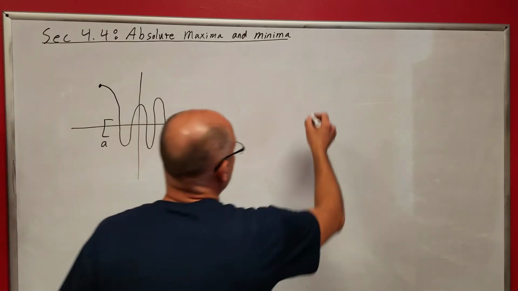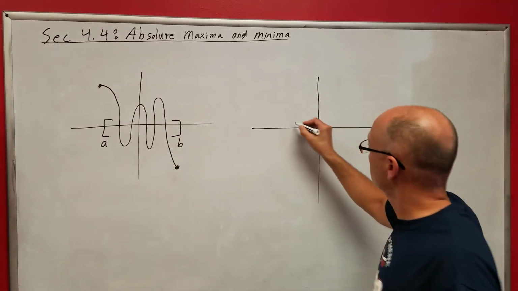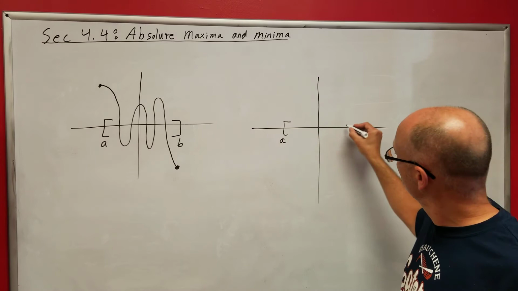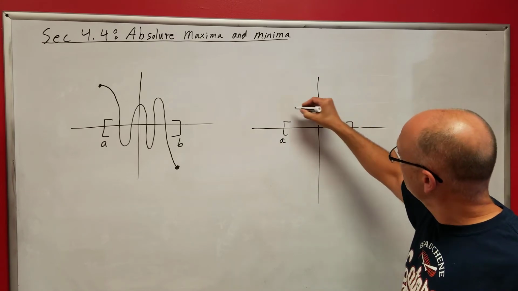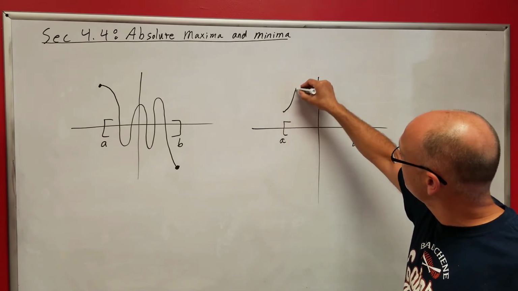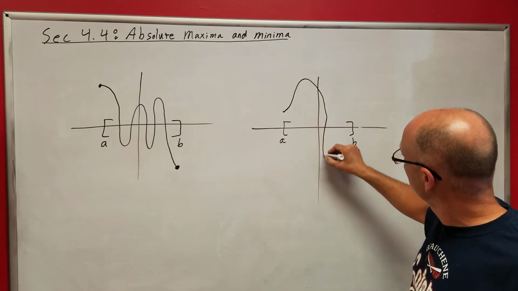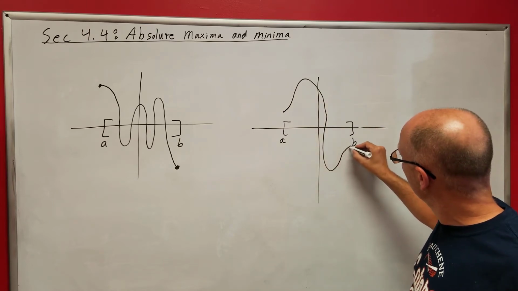Alright, I could also have something that looks like this. On the closed interval from A to B, I could have a function that goes down like that, and then like this, okay?